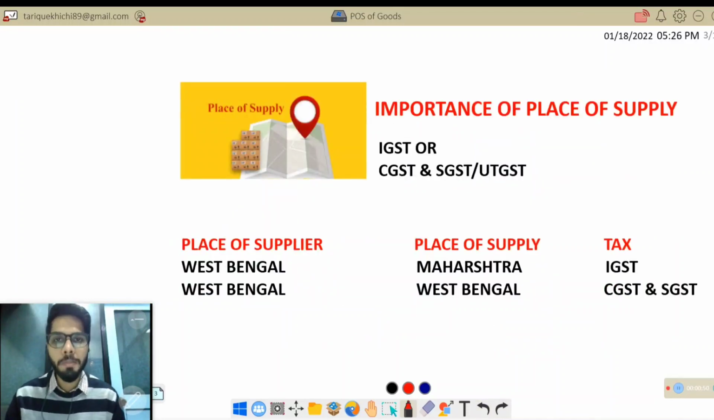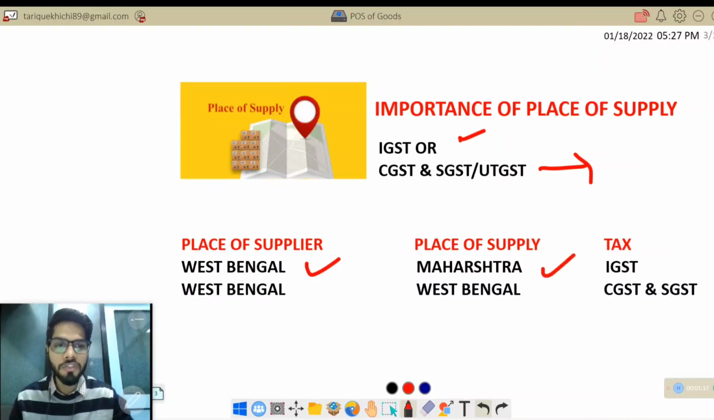Now, why is place of supply important in GST? Place of supply will help us to determine which kind of tax we have to charge, whether we have to charge IGST or CGST in combination with either SGST or UTGST. So whether it is an interstate or an intrastate supply, place of supply will help us to determine that. For example, suppose the place of supplier is West Bengal and the place of supply is Maharashtra, so it will be an interstate supply and IGST will be chargeable. In case the place of supplier is West Bengal and the place of supply is West Bengal itself, then it is an intrastate supply and accordingly CGST and SGST will be charged.